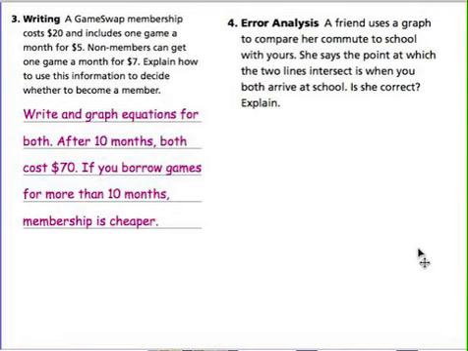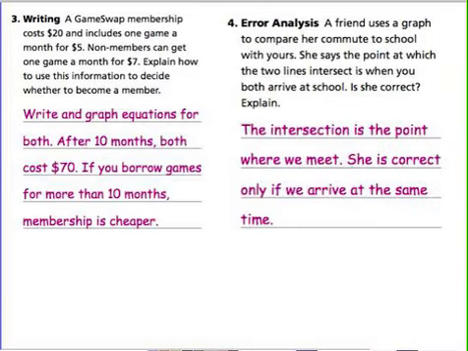An error analysis. A friend uses a graph to compare her commute to school with yours. She says the point at which the two lines intersect is when you both arrive at school. Is she correct? Explain. The intersection is the point where we meet. She is correct only if we arrive at the same time.